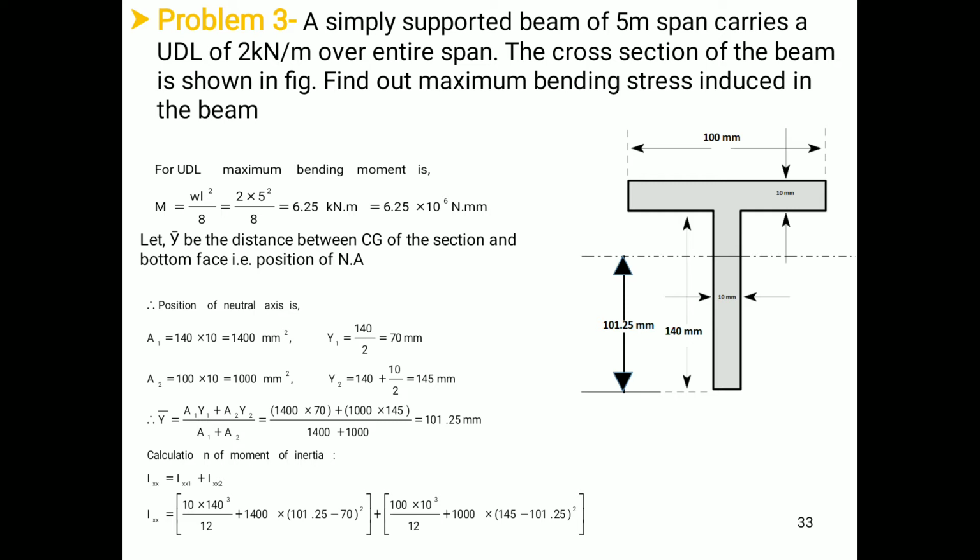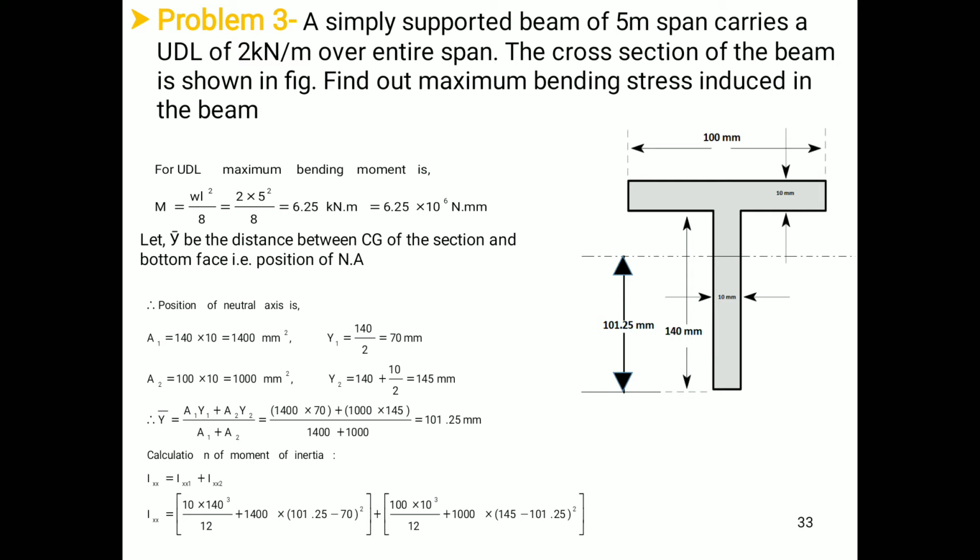As it is simply supported, the zone which is above the neutral axis is in compression, and the zone which is below the neutral axis is in tension. You have to remember that, and this particular value of compression and tension zone depends upon the position of neutral axis. So in today's problem we are going to determine the position of neutral axis also. Depending upon the position of that neutral axis, we will decide which zone is in compression and which zone is in tension. This particular beam is subjected to UDL of 2 kN per meter over the entire span.